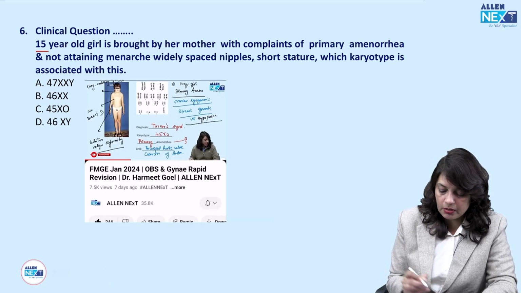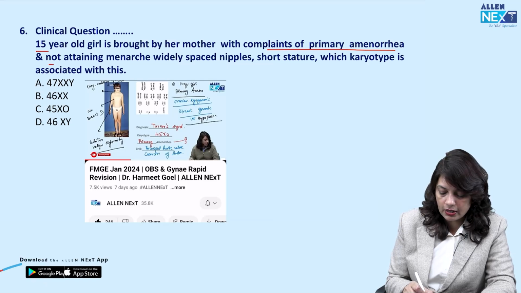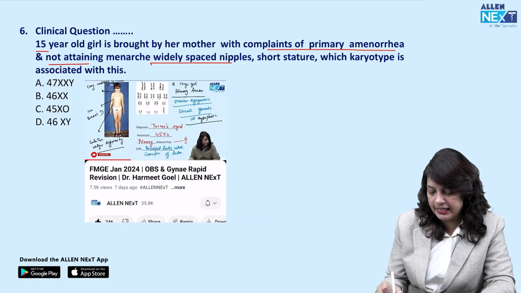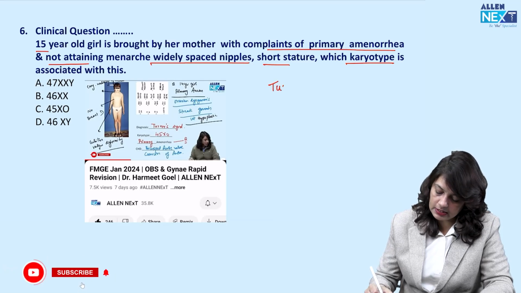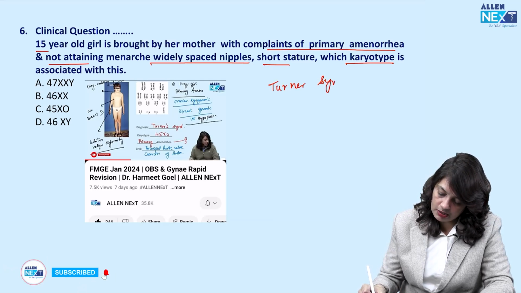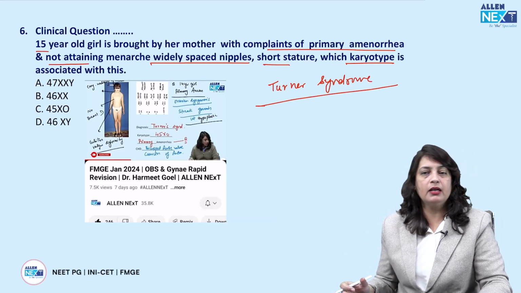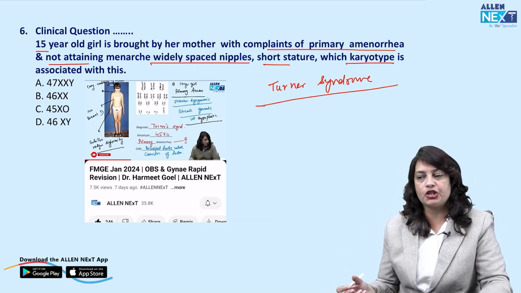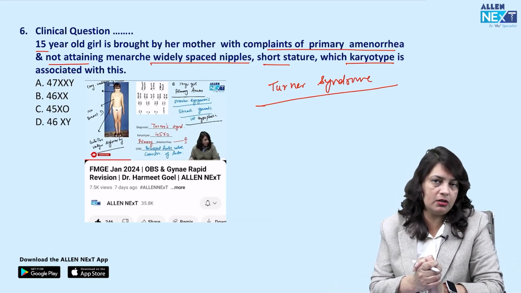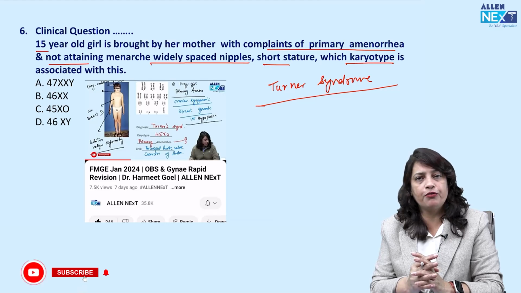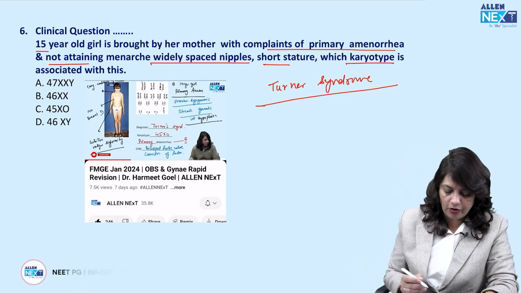A 15-year-old girl was brought by her mother with complaints of primary amenorrhea and not attaining menarche. There are widely spaced nipples and short stature. What is the karyotype? So this is a question of Turner syndrome. Every time we take up any revision session or recall session or rapid revision or any guess paper series, we always talk about Turner syndrome, and I don't think any of you might be finding any difficulty in solving such straightforward questions.